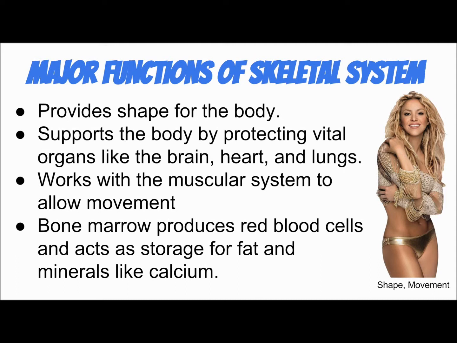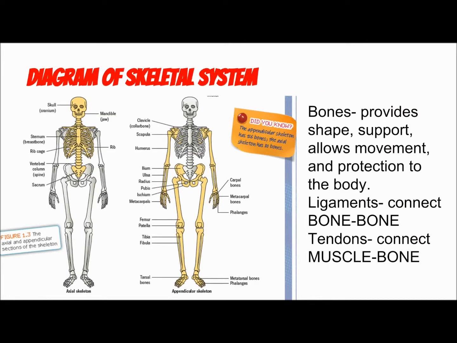Oh my. A diagram of the skeletal system. So the major organs of the skeletal system are the bones, which provide shape, support, and allow movement and protection to the body. Ligaments, which connect bone to bone, and tendons, which connect muscle to bone.